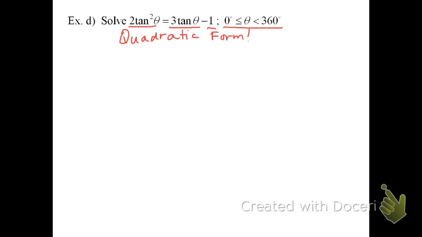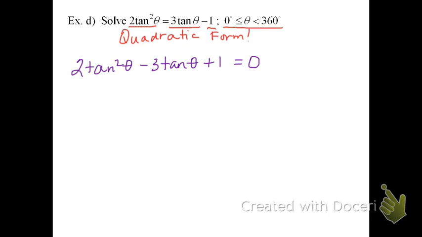Okay, so what we want to do first with this equation is set it equal to 0, just like if we were solving a quadratic equation in Algebra 2. So we're going to do 2 tangent squared theta. We'll subtract that 3 tangent theta, the linear term, over to the other side, and we'll add 1 and make sure our equation is set equal to 0.